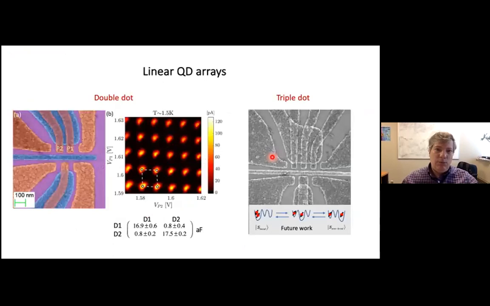All right, we can also fabricate multi-dot linear arrays using the same type of layout. And what we would like to do in future experiments is use a triple dot to characterize the spin shuttling process and determine whether it's really feasible or whether things decohere too quickly during shuttling in terms of the spin state fidelities. Okay, so this is something we plan to do.